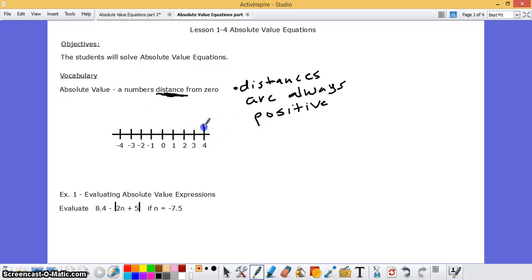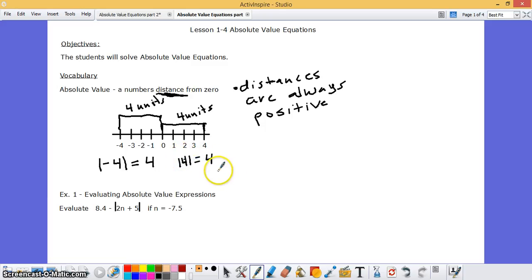The distance from 4 to 0 is 4 units. Right? That's how far you would move. Going from 0 to negative 4 is also 4 units. Their distances are the same. So the absolute value of negative 4 is equal to 4. And the absolute value of positive 4 is also equal to 4.